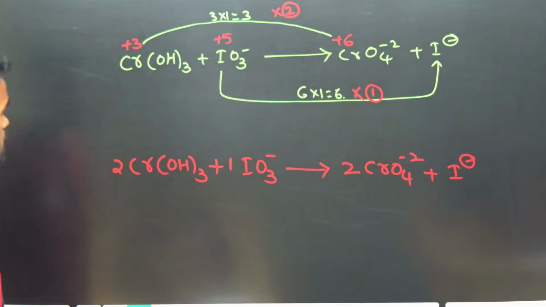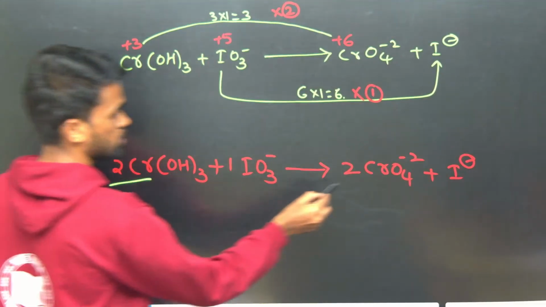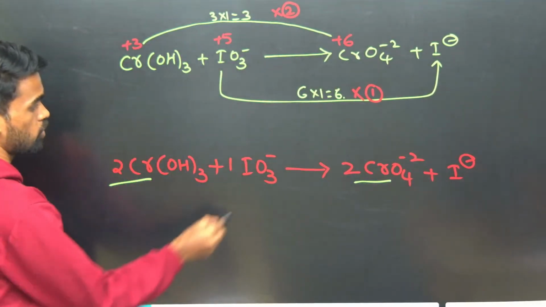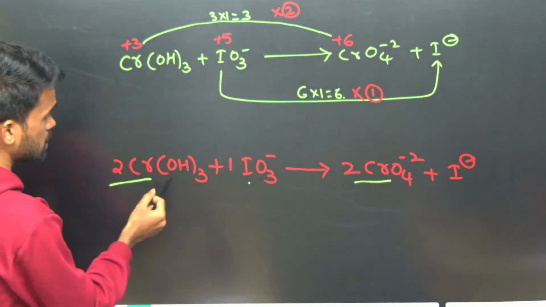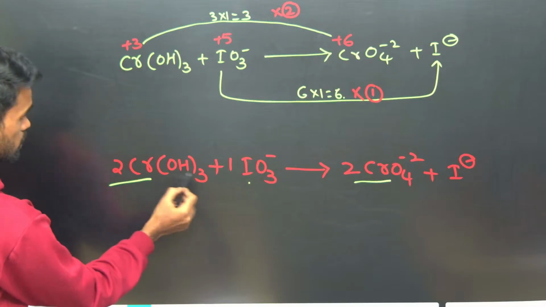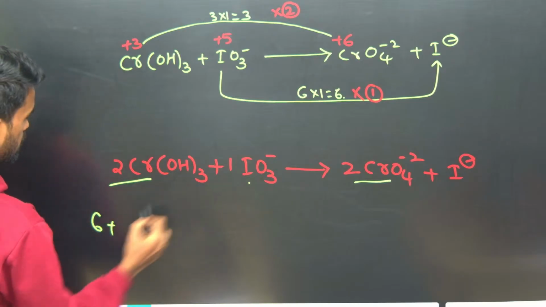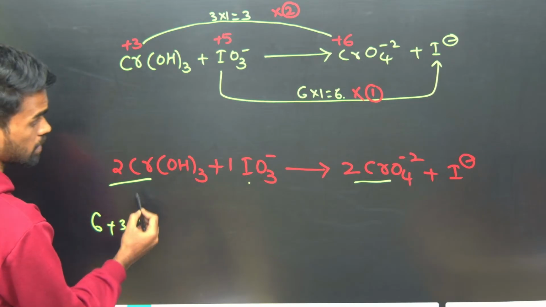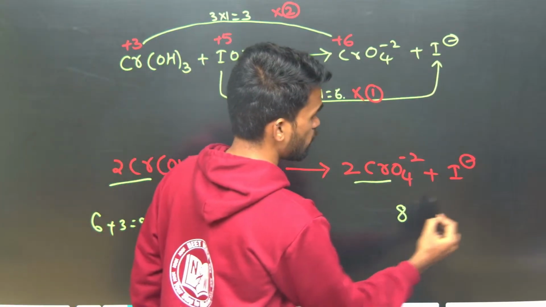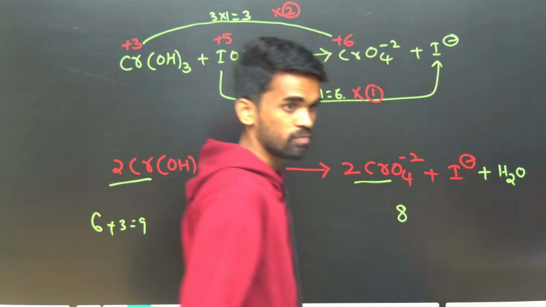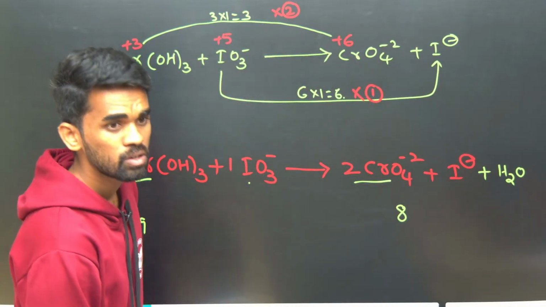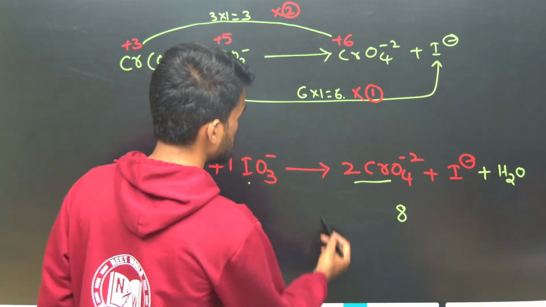Look here, are the chromium atoms balanced or not? Balanced. Next, iodine is also balanced. Now the remaining is oxygen. How many oxygens are there on this side? 6 plus 3, 9 oxygen atoms on this side. Here only 8 are there. So what should I make here? Add 1 H2O. Wherever it is deficient, there you add water. Then next, what do we need to do?